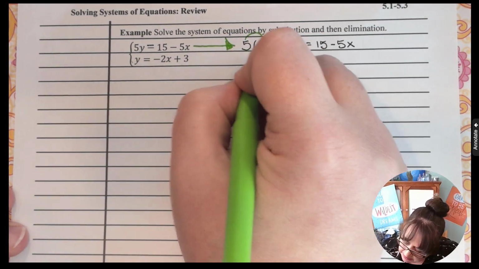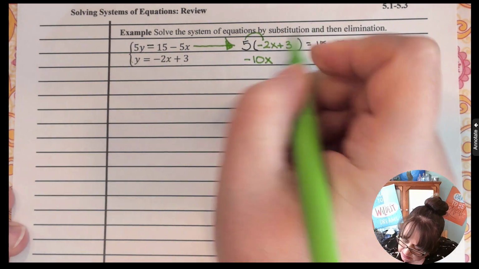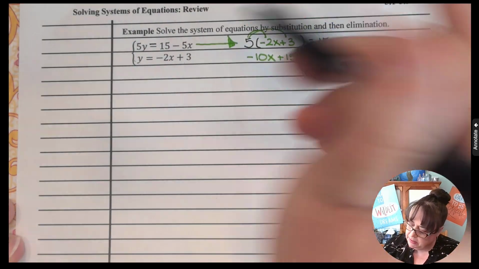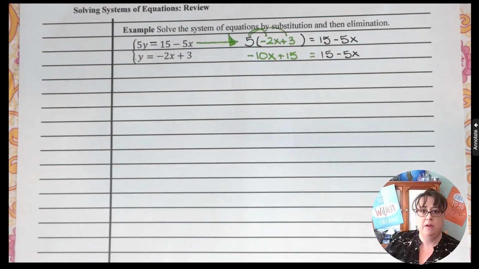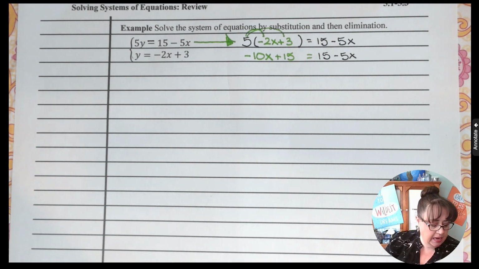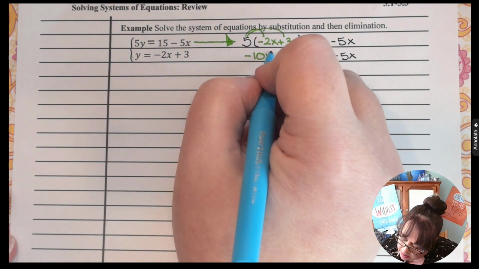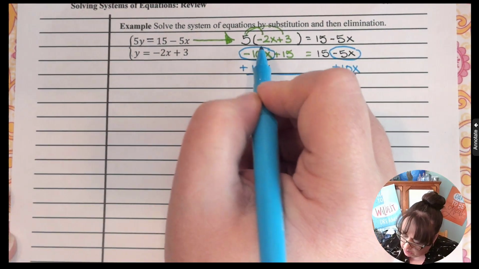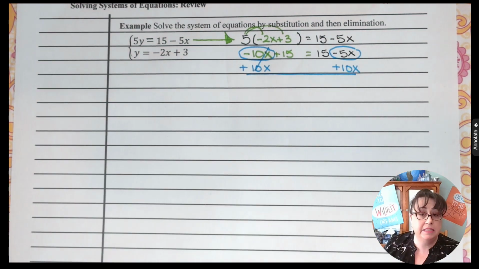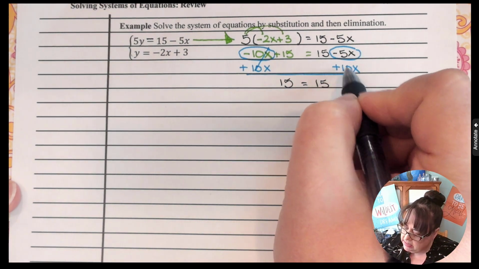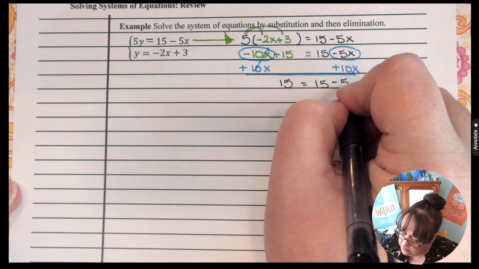So 5 times negative 2x is a negative 10x. And 5 times 3 is 15. And we don't do anything on that side because it's all simplified. And now we're solving an equation that has variables on both sides. So I have a negative 10x and a negative 5x, and I think I am going to move my negative 10x's over. So I'm going to add 10x to both sides. So negative 10x plus 10x is 0. So now I have 15 equals 15, and 10 minus 5 is 5x's.